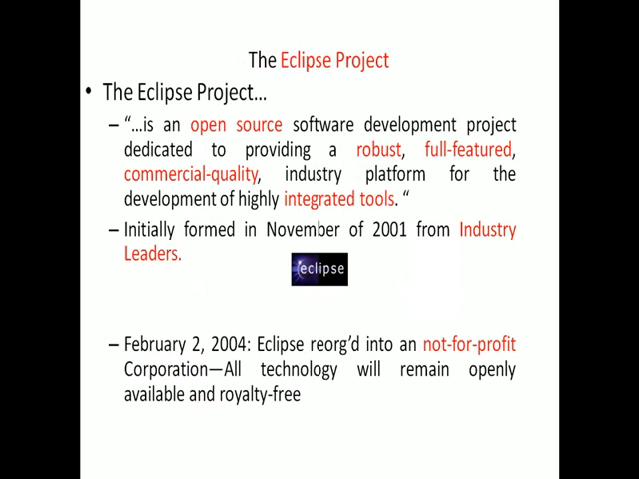So the Eclipse project is an open source software development project dedicated to providing a robust, full-featured, commercial quality industry platform for the development of highly integrated tools. This is the simple definition of the Eclipse project, initially formed in November of 2001 by industry leaders. Then on February 2nd, 2004, Eclipse was reorganized into a not-for-profit corporation. All technology will remain openly available and royalty-free. This is the status of Eclipse as of February.